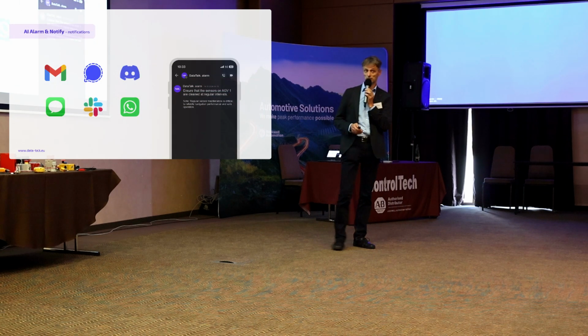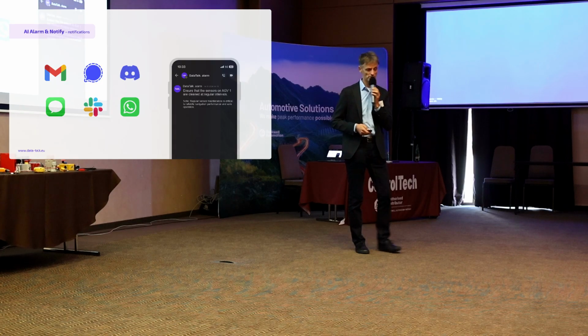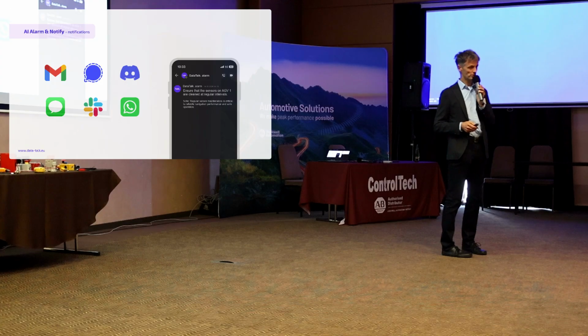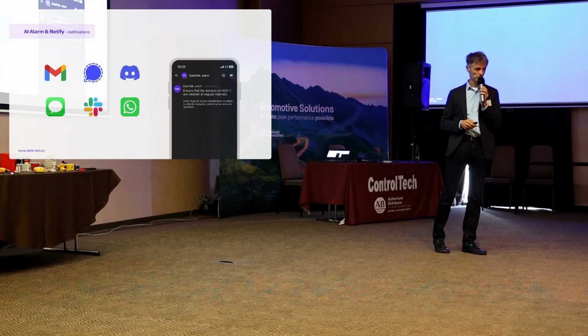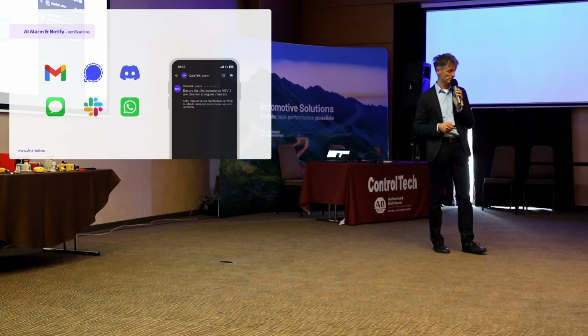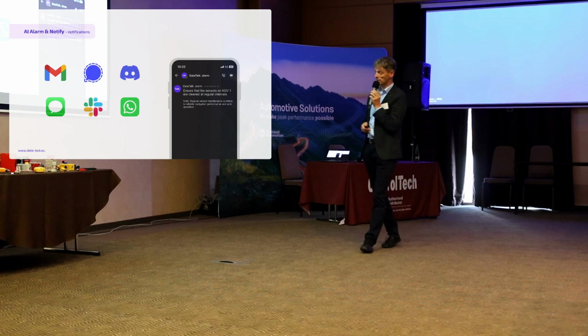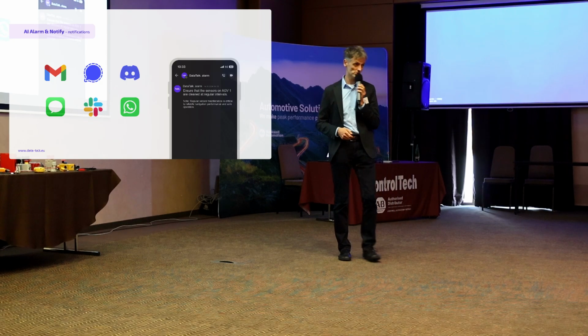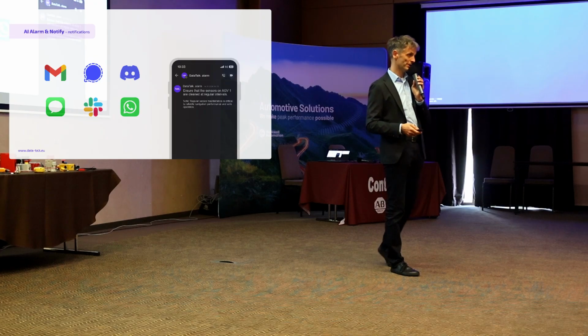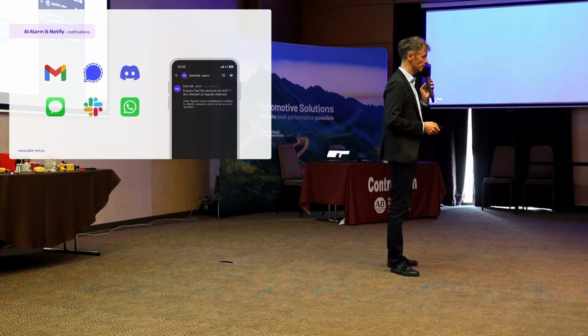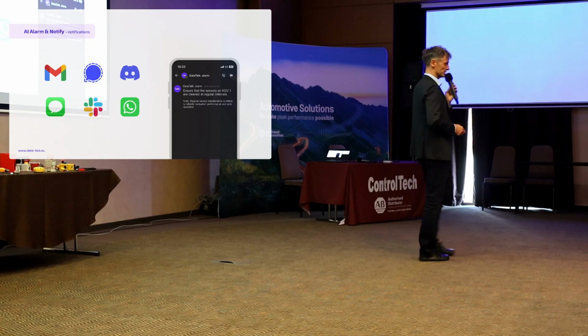As I said, an integral part is real-time notifications. AI Alarm and Notify can notify up to 150 different services. So it's very easy to send notifications to email, SMS, Slack, Discord, WhatsApp, Microsoft Teams, whatever you are using in your factory, I believe will be supported.